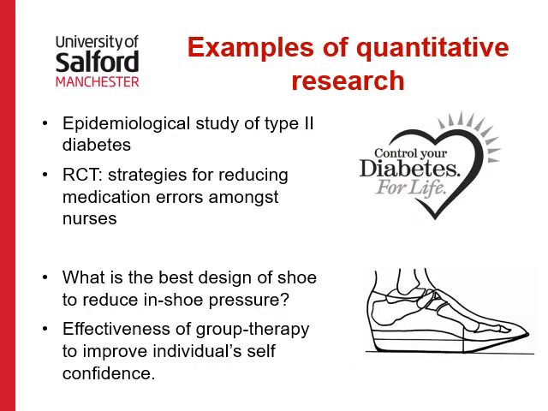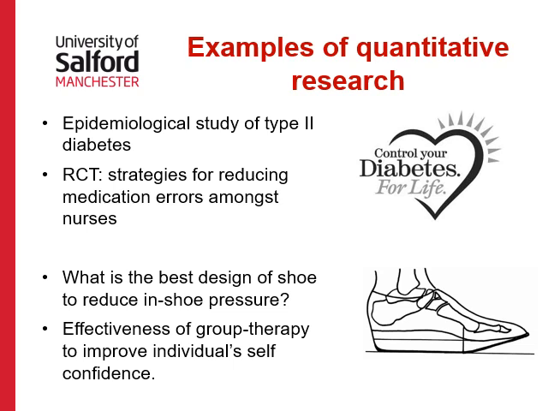So here are some examples of quantitative research. The first is an epidemiological study of type 2 diabetes. So we know that diabetes is influenced by people's lifestyle choices, such as the amount of exercise they take and their dietary intake. So we can quantify those things and relate it to the onset of this particular condition.